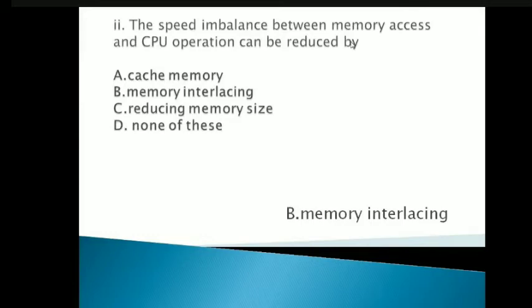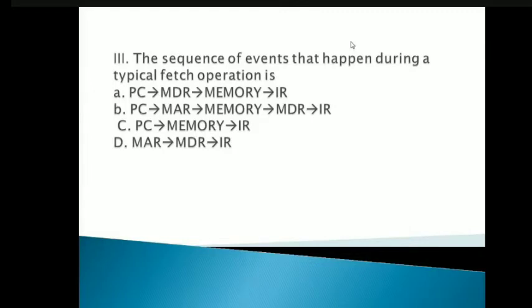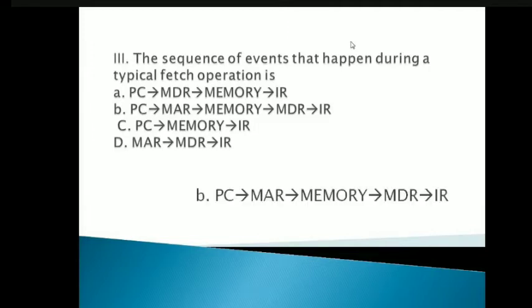The speed imbalance between memory access and the CPU operation can be reduced by cache memory and memory interleaving. This is the important question. The sequence of events that happens during the fetch operation is PC, MAR, memory, MDR, and IR. Option B is the correct answer.